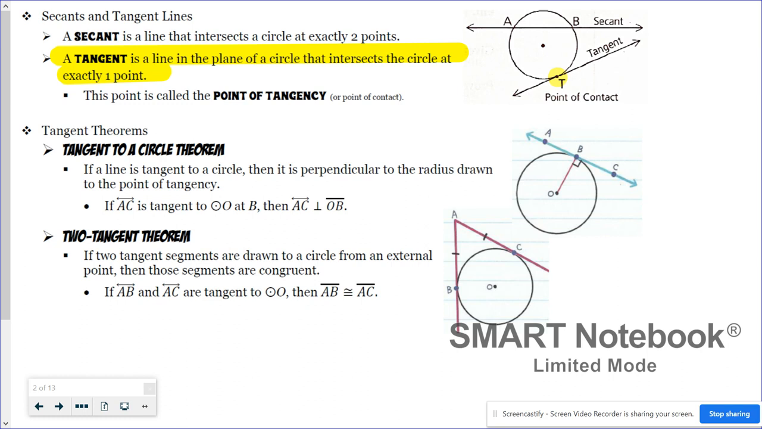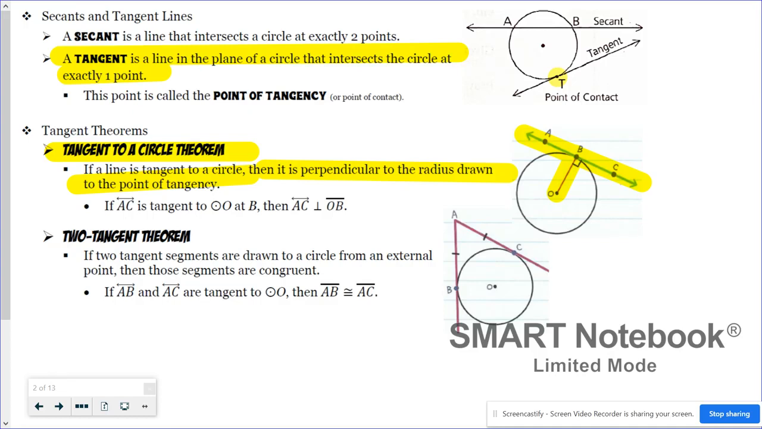So we recently discovered a special relationship between the tangent to a circle and the radius. That brings us to our first theorem, the tangent to a circle theorem. If a line is tangent to a circle, then it is perpendicular to the radius drawn to the point of tangency. So the tangent is perpendicular to the radius, which means where they meet, we're getting a right angle.